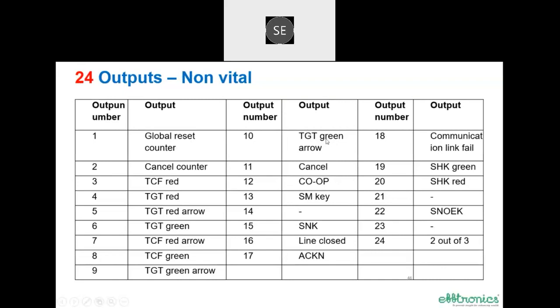There are a total of 24 non-vital indications, non-vital outputs, for indicating the status of the block instrument on the block panel, like global reset indications, cancel indications. There are a total of 24 indications. All these 24 indications are driven by the non-vital output card.